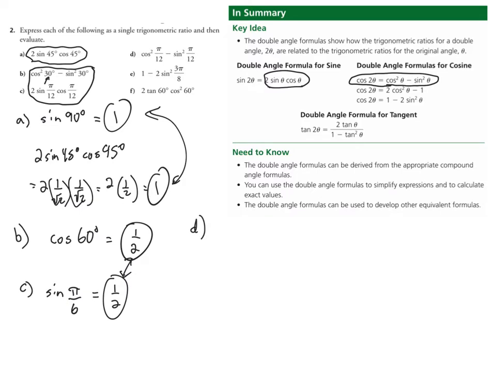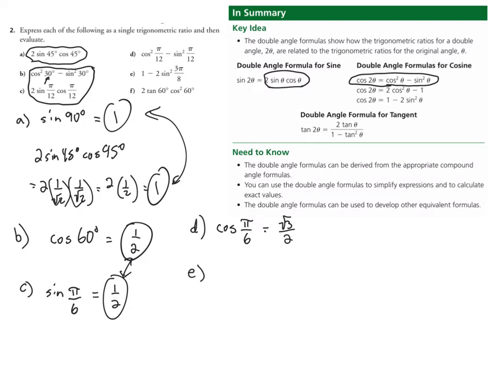Part D. Cos squared minus sine squared of something. So that's just cos of 2 theta. So cos of 2 times pi by 12 is pi by 6. Cos of pi by 6 is root 3 over 2.